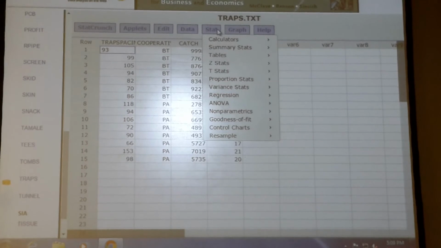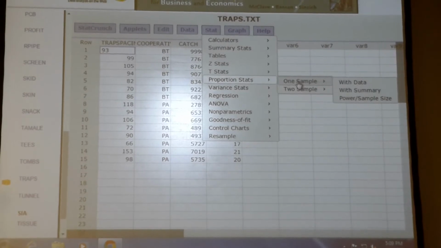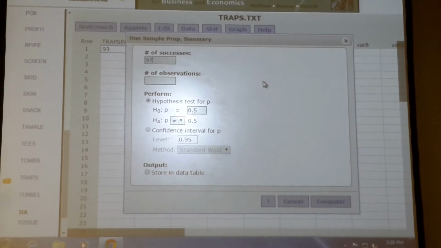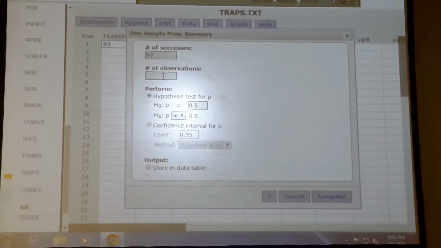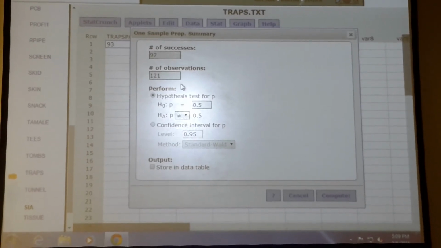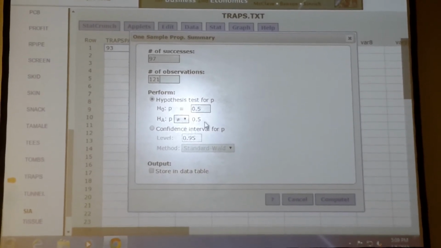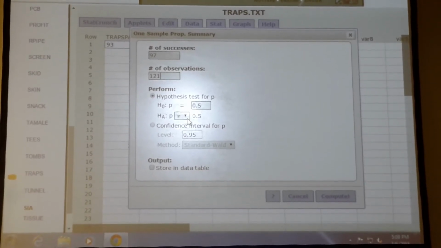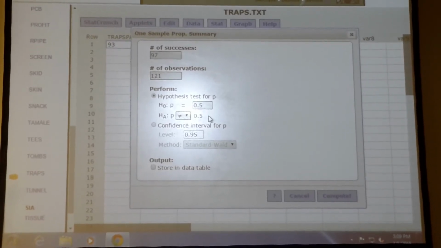We'll go to stat. This is a categorical or qualitative variable, so we go down to proportion stats. One sample with summary on this one. We had 97 successes. Remember that a success here simply means we found what we were looking for. We're looking for people who correctly identified the color. 97 successes out of 121 observations. Our hypothesis test is actually correct by default. We're looking to see if the proportion is different than 0.5 or 50%, and the null hypothesis is that it is equal to 0.5.